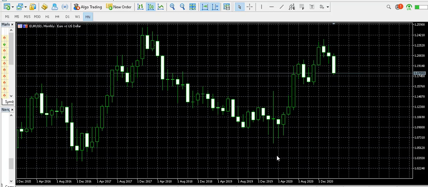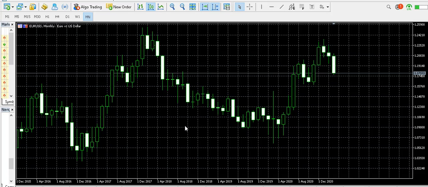I will start the analysis from the monthly chart down to the weekly, then down to the daily chart, and we'll try and see where price may likely go. Today is the 28th of March 2021.